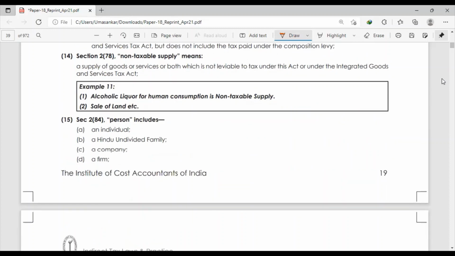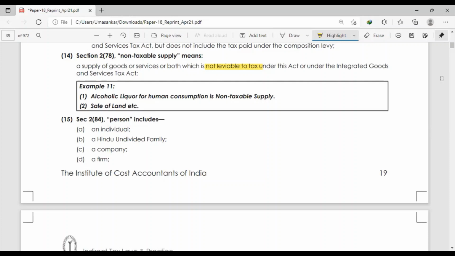Okay. Now, non-taxable supply. What do you mean by non-taxable supply? Supply, I have already explained what I mean by supply. Non-taxable: supply of goods or services or both which is not leviable to tax. Example I already gave: alcoholic liquor for human consumption. I have already said that there is no tax, so it is a non-taxable supply. The sale of land is also an example. This one we'll discuss when we start the definition of supply later on.